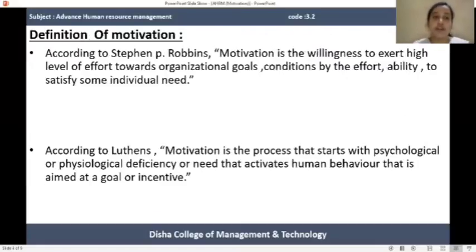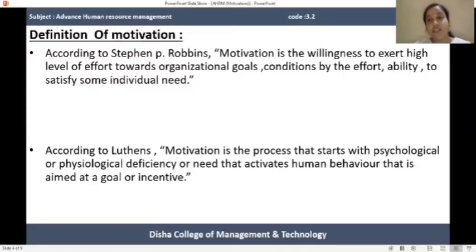Next comes the definition of motivation. Motivation is defined by various experts in various ways. Here I take two definitions for our discussion. First, I want to discuss the definition given by Stephen P. Robbins. He said that motivation is a willingness to exert a high level of effort towards the organizational goal. Means, according to Stephen P. Robbins, motivation is nothing.